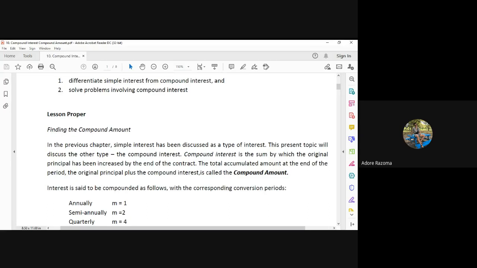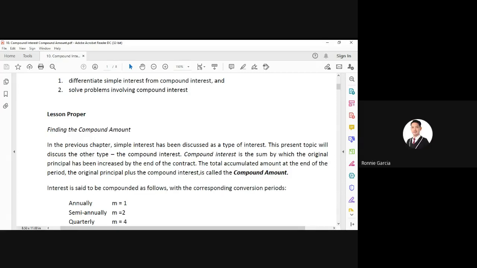Lesson proper. Finding the compound amount. In the previous chapter, simple interest has been discussed as a type of interest. This present topic will discuss the other type, the compound interest. Compound interest is the sum by which the original principal has been increased by the end of the contract. The total accumulated amount at the end of the period, the original principal plus the compound interest, is called the compound amount. So until there lang muna.